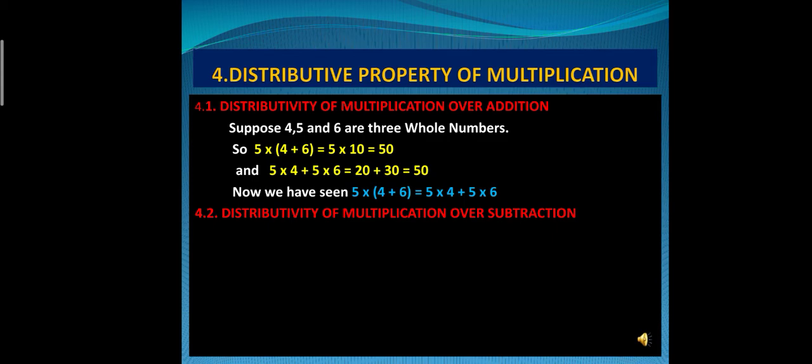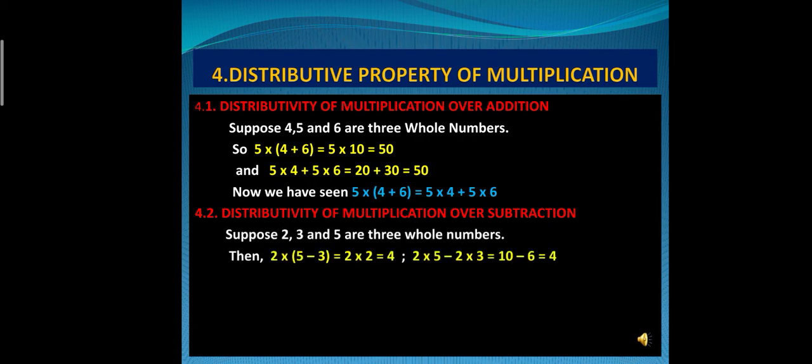Next, distributivity of multiplication over subtraction. Suppose 2, 3 and 5 are three whole numbers. Then 2 × (5 − 3) = 2 × 2 = 4. 2 × 5 − 2 × 3 = 10 − 6 = 4. It is found that 2 × (5 − 3) = 2 × 5 − 2 × 3. With this, the distributive property of whole numbers is completed.